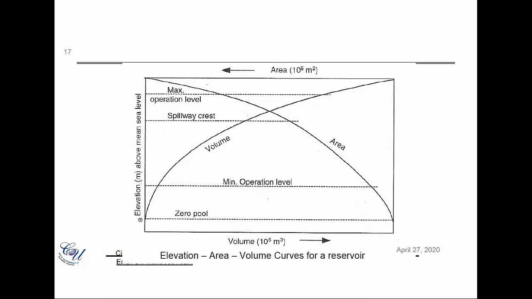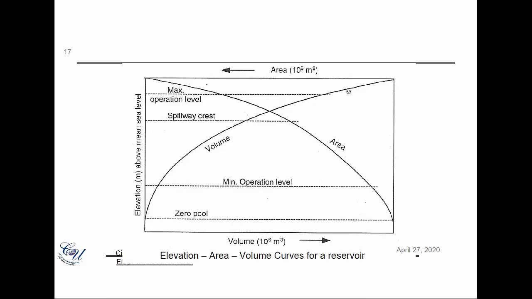You have just one primary y-axis which shows the elevation in meters, and also we have these horizontal lines, which show different parts of reservoir. Sometimes we have to divide our reservoir into different zones. We have a zero pool, we have minimum operation level, or this is usually the level where you have the lowest intake structure in the reservoir. Then you have a spillway crest, and then the operation level.